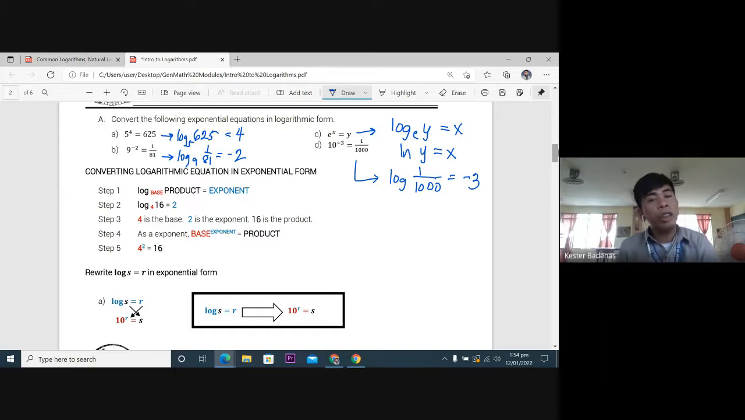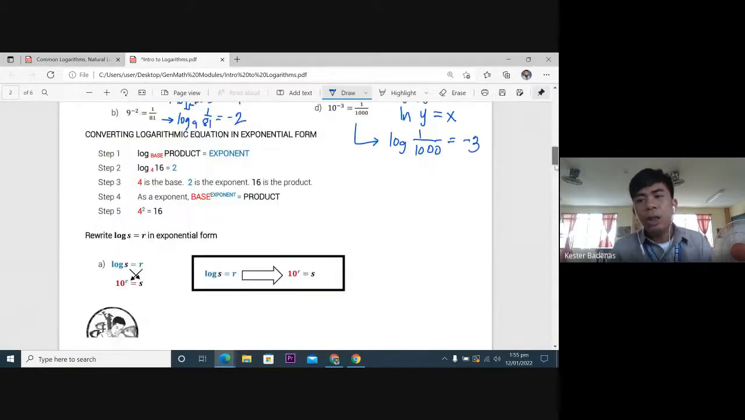So, ganun din si logarithmic equations. Actually, hindi natin ma-solve si logarithmic equations na siya lang. Kailangan natin i-transform yung equation to its exponential form. Kaya mamaya, later in our discussion this afternoon, nakikita natin kung paano nga ba yung iba't ibang uri ng pag-solve ng logarithmic equations. Okay? So, ganun lang din.